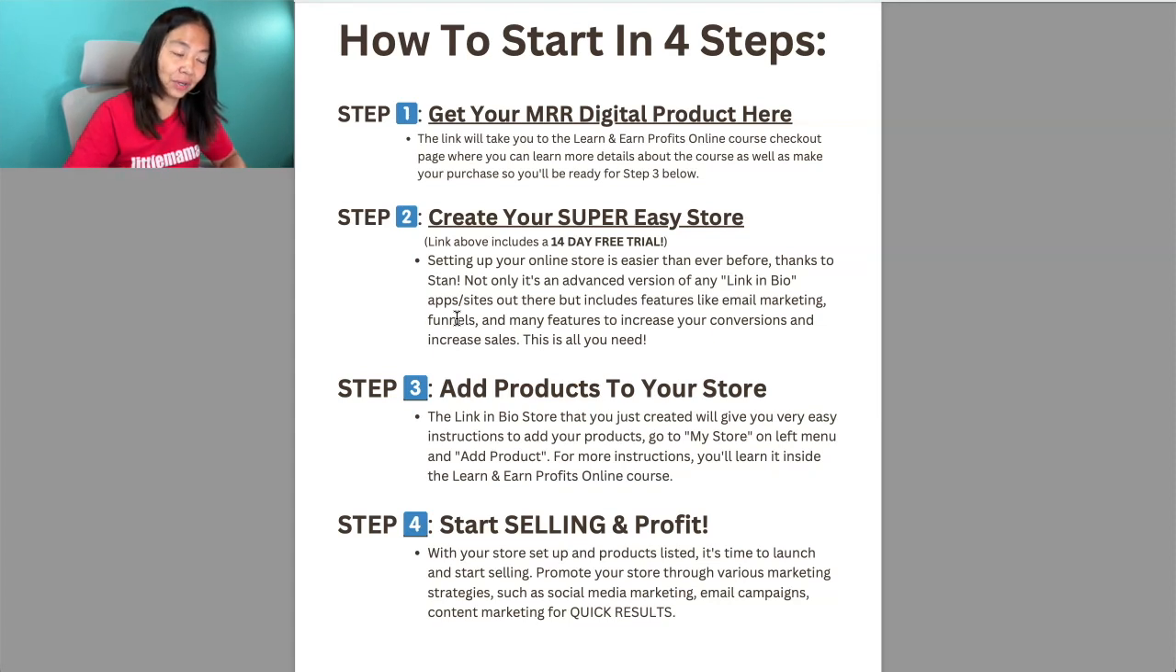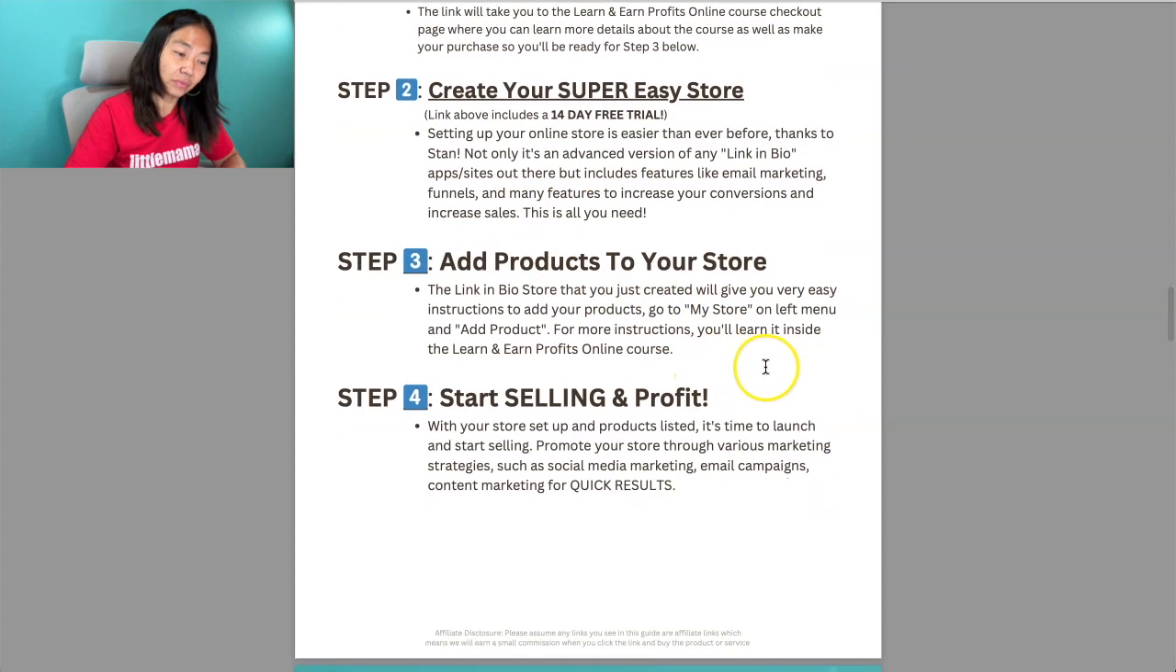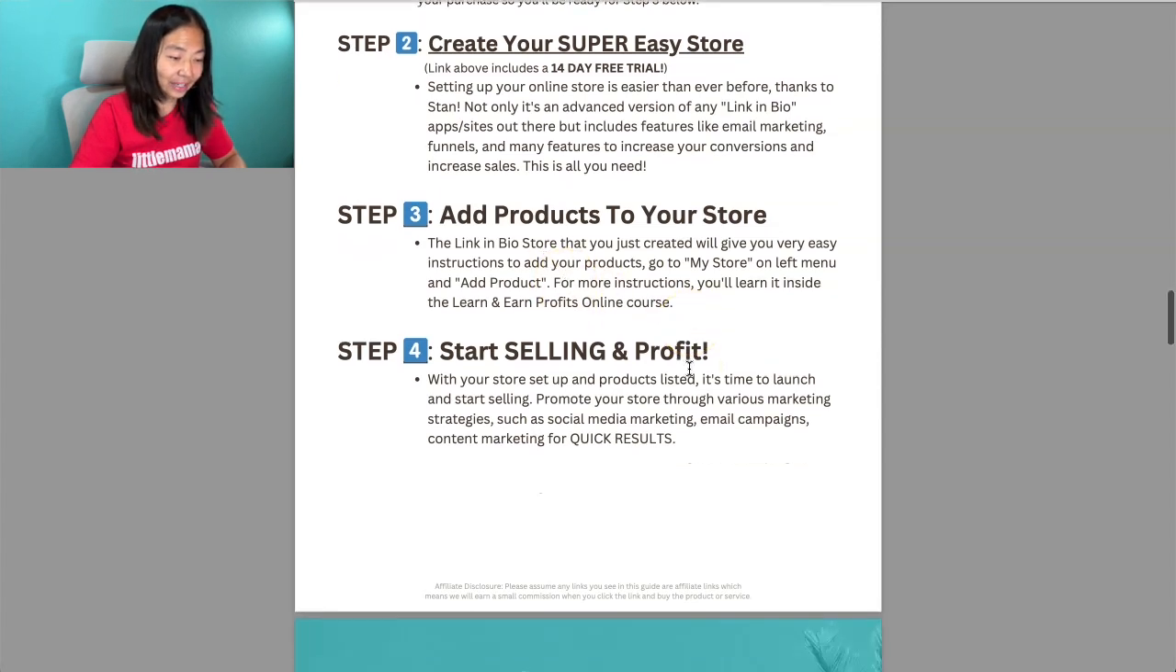Now, step 3 is to add your products to your store. And I say products because if you buy from me, I'm going to give you bonuses that I'm going to show you in a second here. So you're going to have multiple products to add to your store based on the information that I'm going to give you. But of course, the first product is going to be the Learn and Earn Profits online course. And that's going to be your first step. And then you're going to add the other digital products that I'm also going to be including. So I'm going to tell you all about that in a second here.